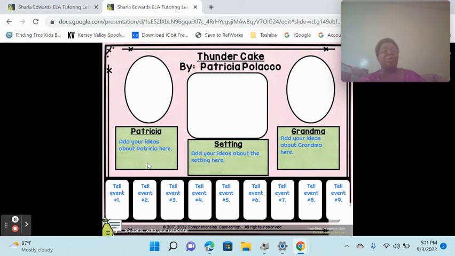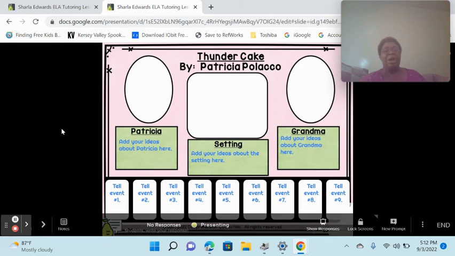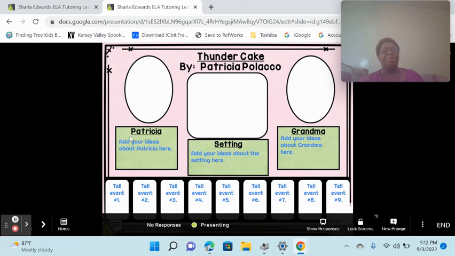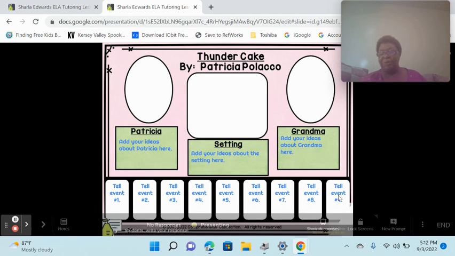We're going to look at this story. We're going to look at Patricia. We're going to look at the setting of the story, and we're going to look at grandmother. And we always have to tell about the beginning and the ending of the story. So, as we're talking about the beginning and the ending with the characters, we're going to tell an event. What happened in the beginning with Patricia? What happened with Patricia and grandmother? What are all the things they did? And at the end, what happened? And what did grandmother feel like? And how did Patricia feel?